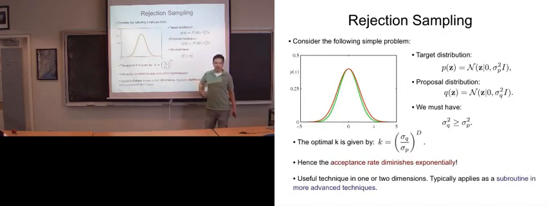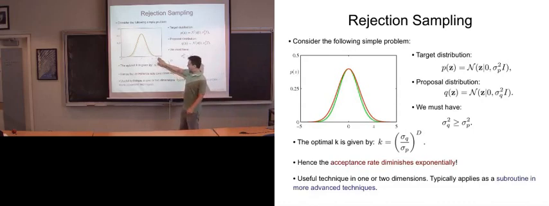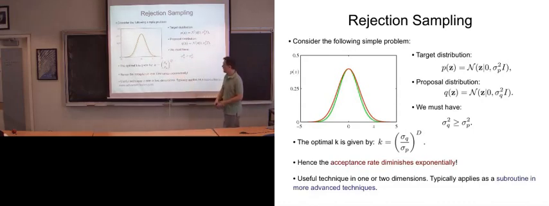raised to the power of D, if you're working in D-dimensional space. So the acceptance here is going to be diminishing exponentially, even for such a small problem. And typically what we will see is that rejection sampling is used in 1 or 2 dimensions. In most cases, you can use it as a subroutine in more advanced techniques.